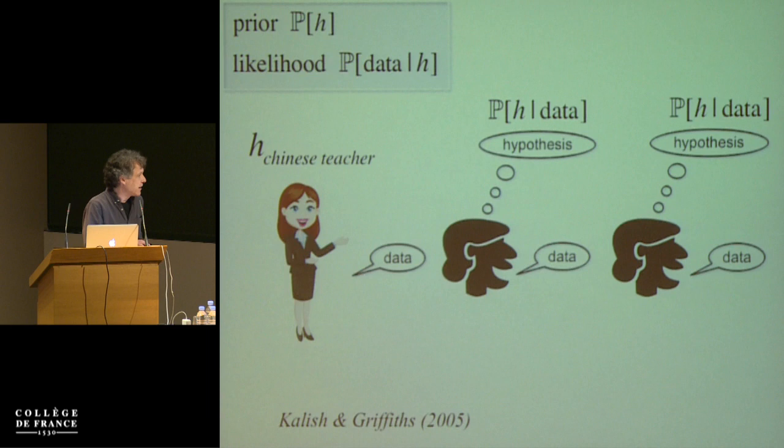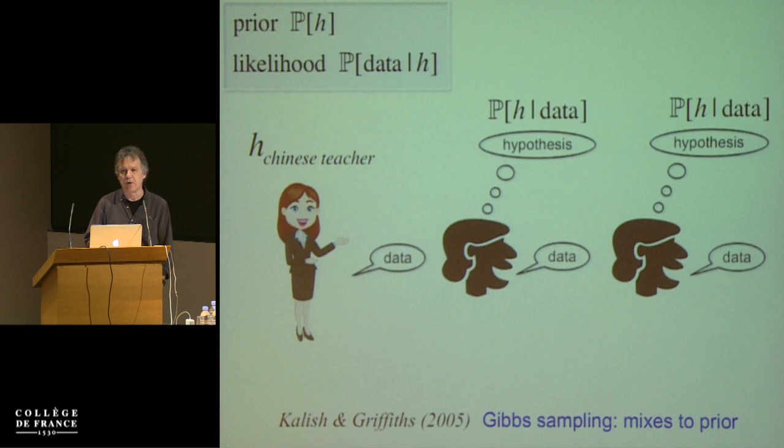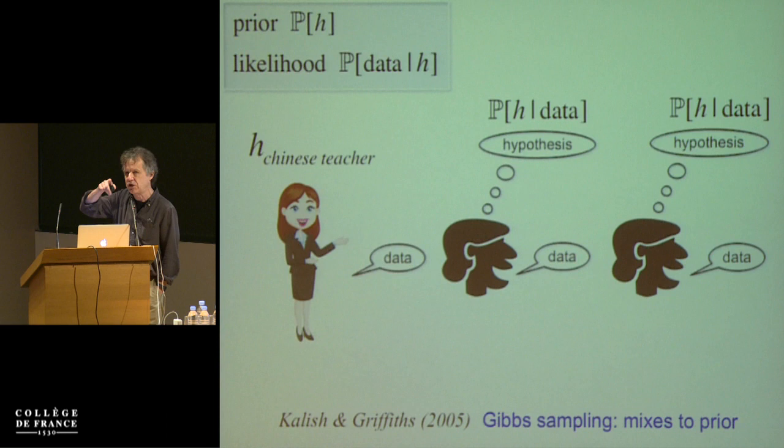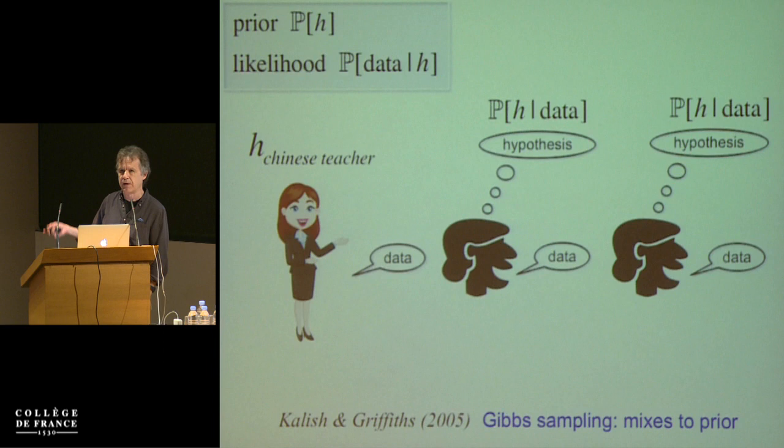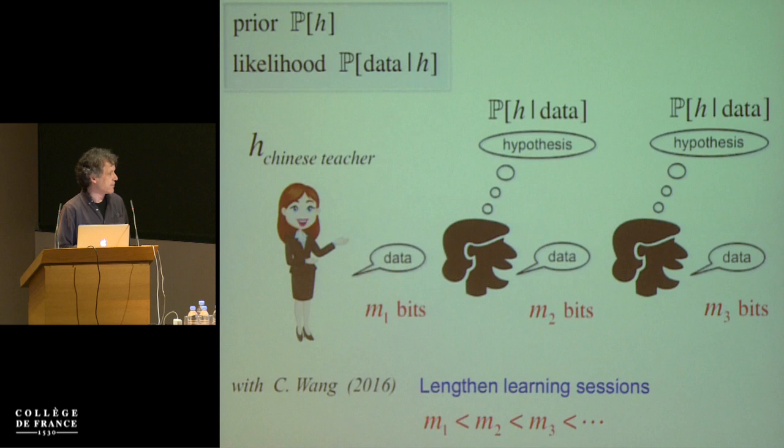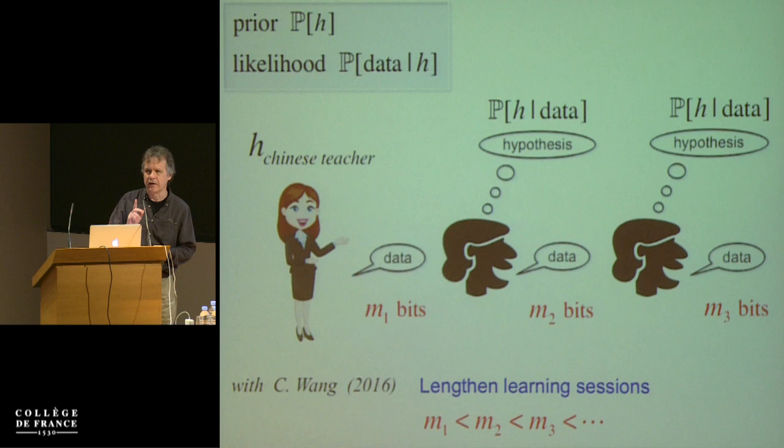Now, Kalish and Griffiths showed that this is a form of Gibbs sampling, and so it will mix to the prior, which is another way of saying that if you start teaching Chinese like this, after a while, people will teach each other only the language that they already know, which is rephrasing the notion of mixing. So I got intrigued by this problem, and I'll tell you later why I was intrigued by it.